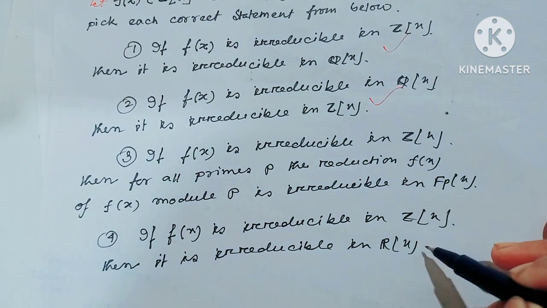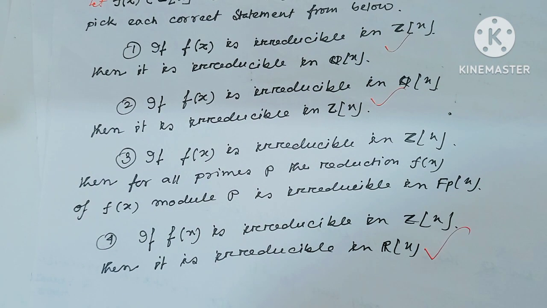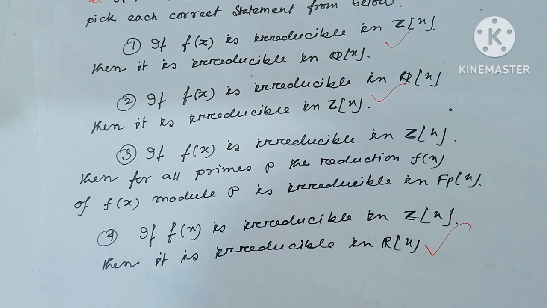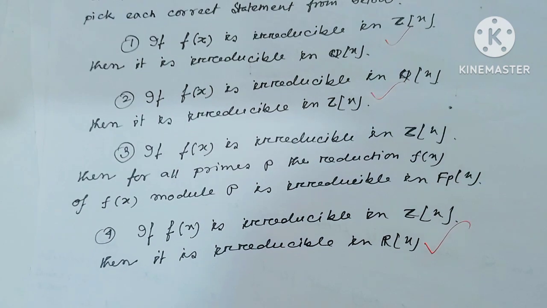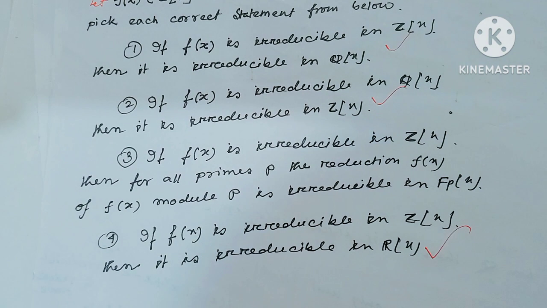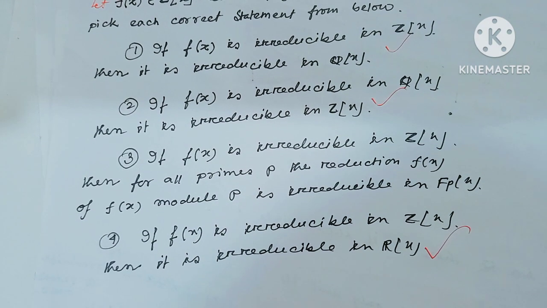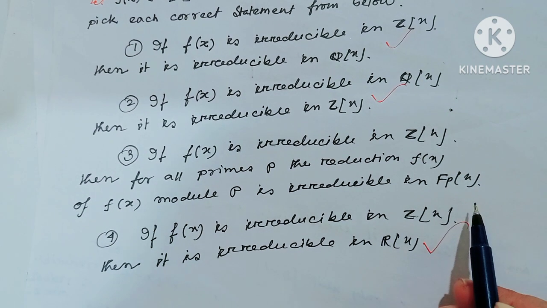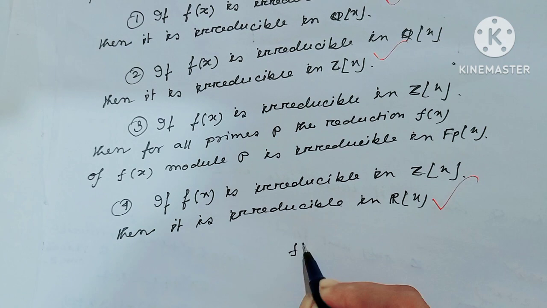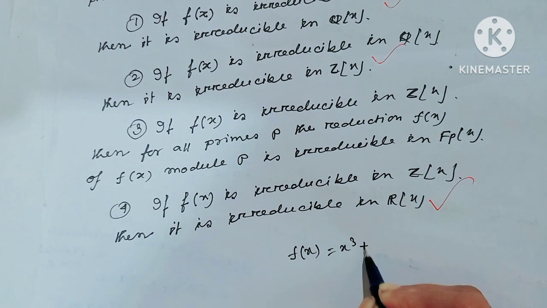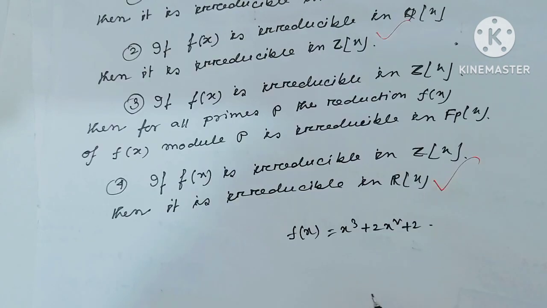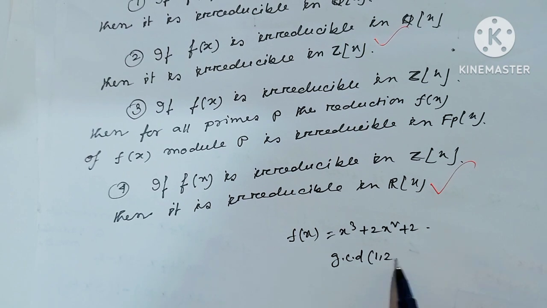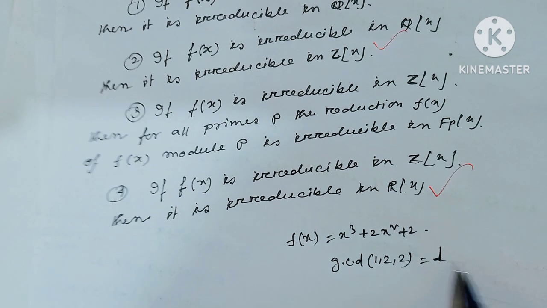Option 1, option 2 and option 4 are obviously true, because a few minutes ago I discussed this part elaborately. Now I will look at option 3. If f(x) is irreducible in Z[x], then for all primes p, the reduction of f(x) modulo p is irreducible in Fp[x]. Consider f(x) equal to x cubed plus 2x squared plus 2. Obviously, the GCD of the coefficients 1, 2, 2 is 1.